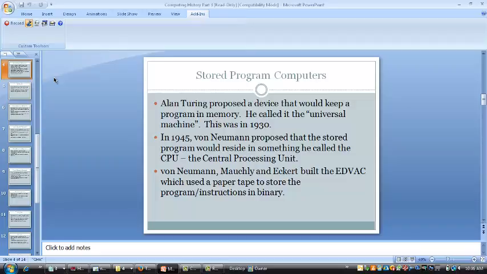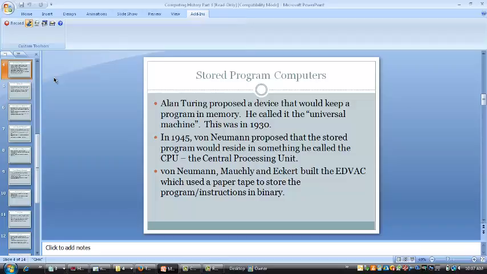Okay, so that's just an idea. Well, not too long after that, in 1945, von Neumann proposes the same type of thing, the idea of a stored program, and he comes up with something called the central processing unit. That's where, in his mind, in some type of device that's going to be able to make decisions and do calculations, the program is going to reside in this central processing unit or CPU, which is exactly what we call the processor with the memory today in computers, the CPU.